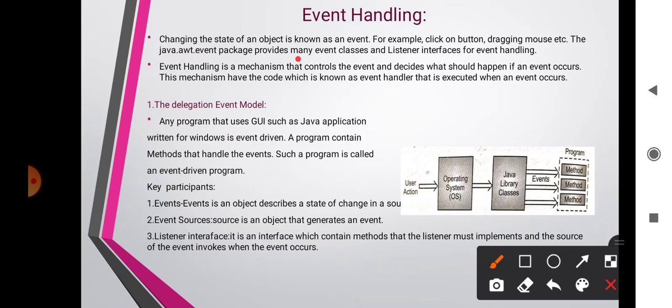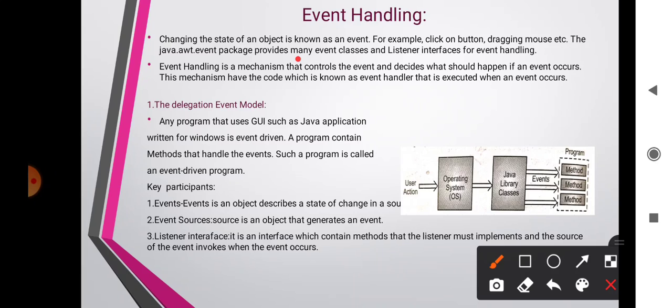An event is a signal to the program that something has happened. Each event must return a boolean value, that means true or false, indicating whether the event should be made available to other event handlers. Here the event is an object that describes a state change in a source. It can be generated as a consequence of the user interacting with the elements in the GUI, graphical user interface. Any object capable of raising an event is the event source.